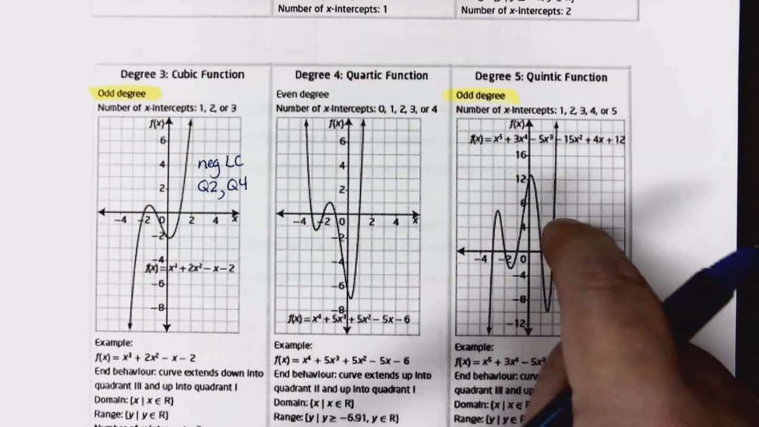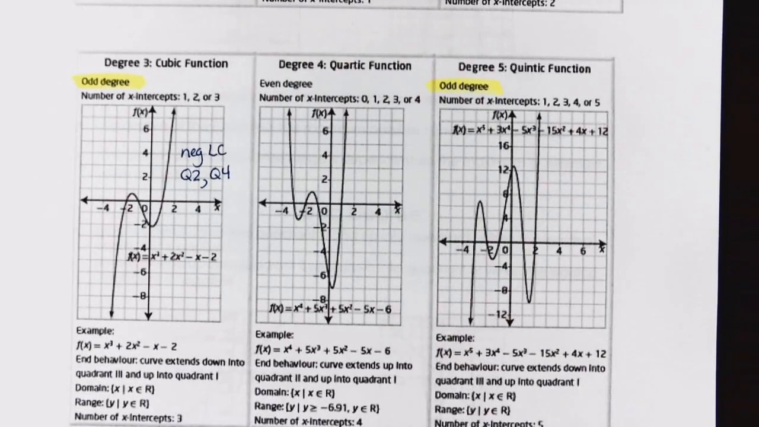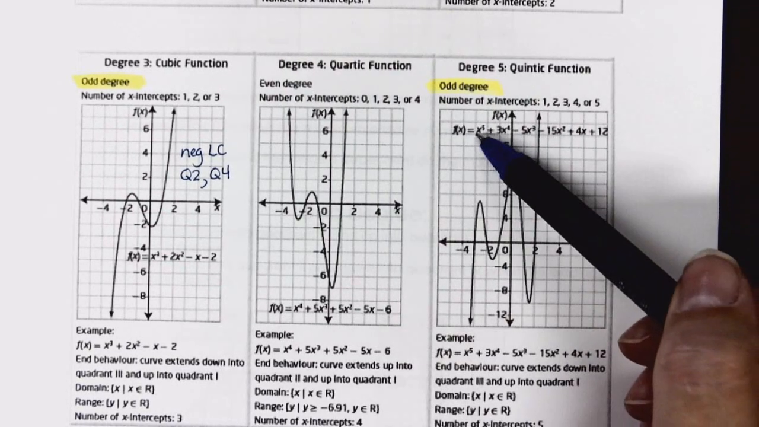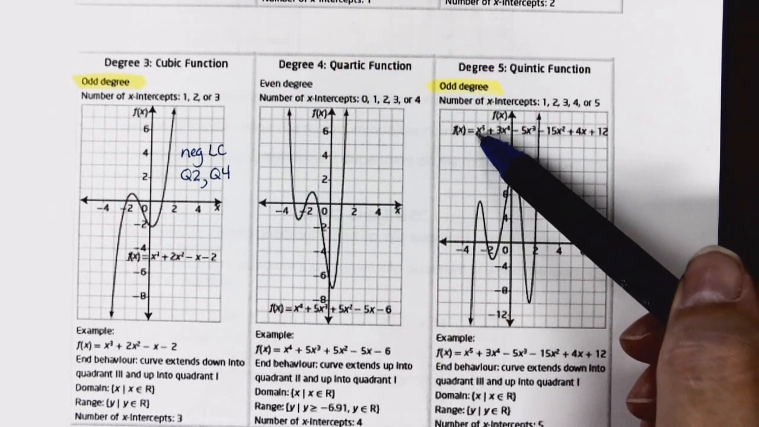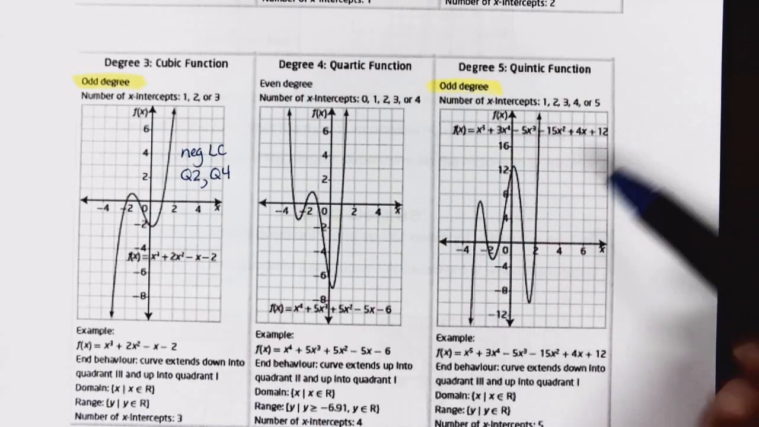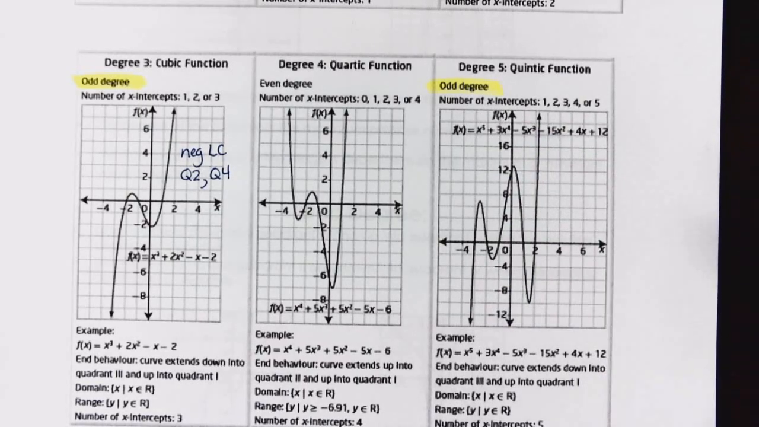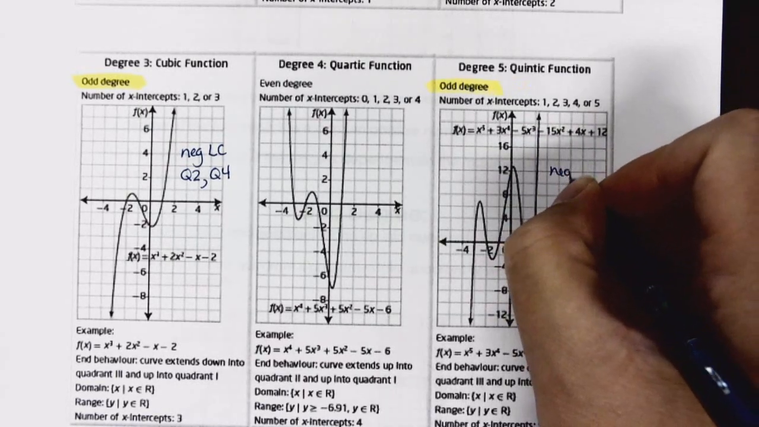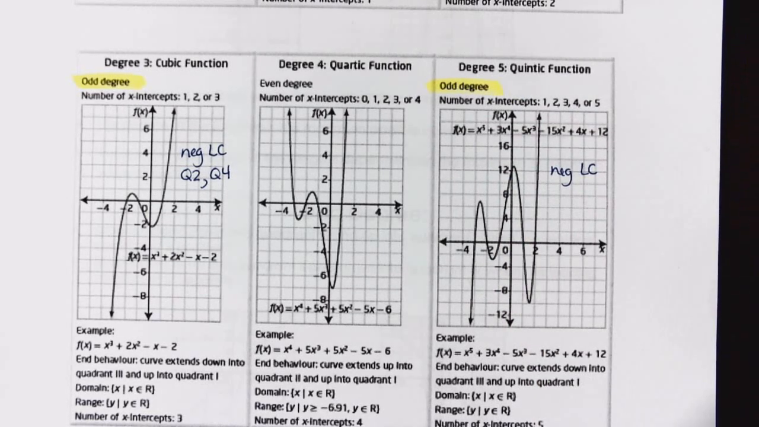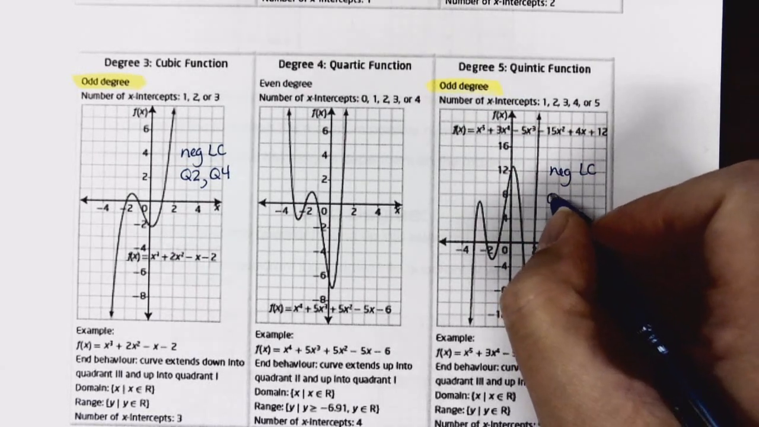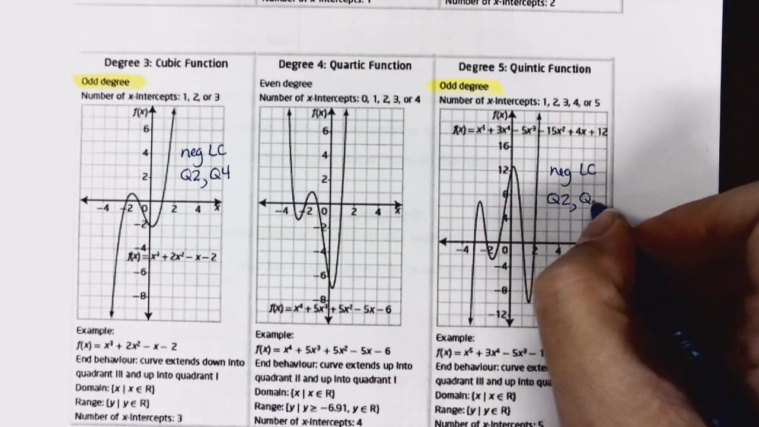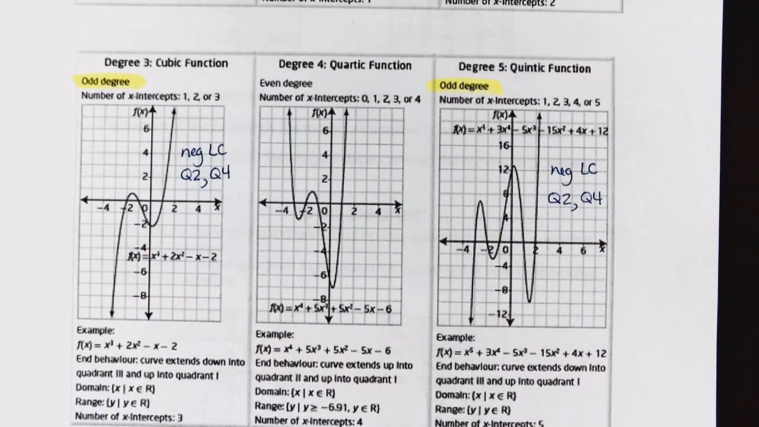All right, let's look at that quintic function there. It's a positive leading coefficient. What's my end behavior? 1 and 3. If it was a negative leading coefficient, what do you think it would be? 2 and 4. So what do you know about all odd degrees?